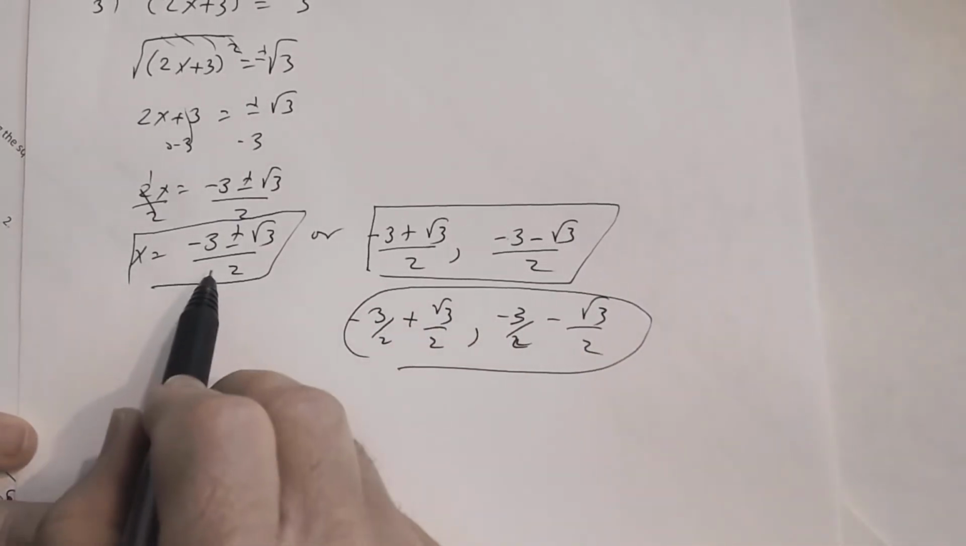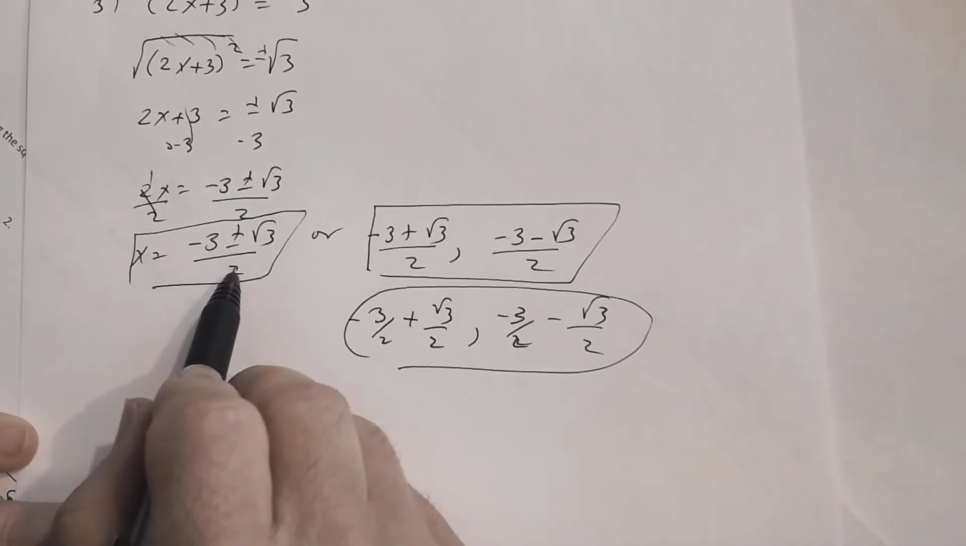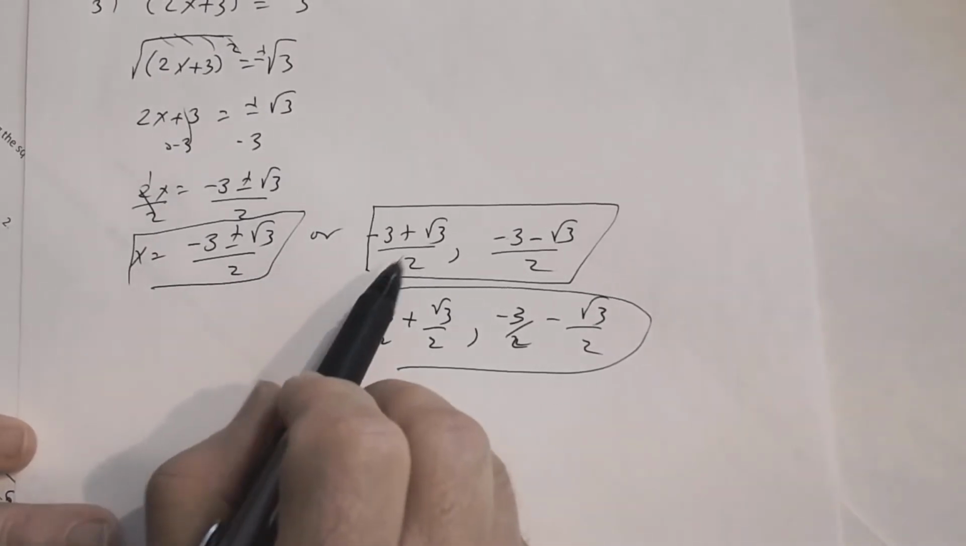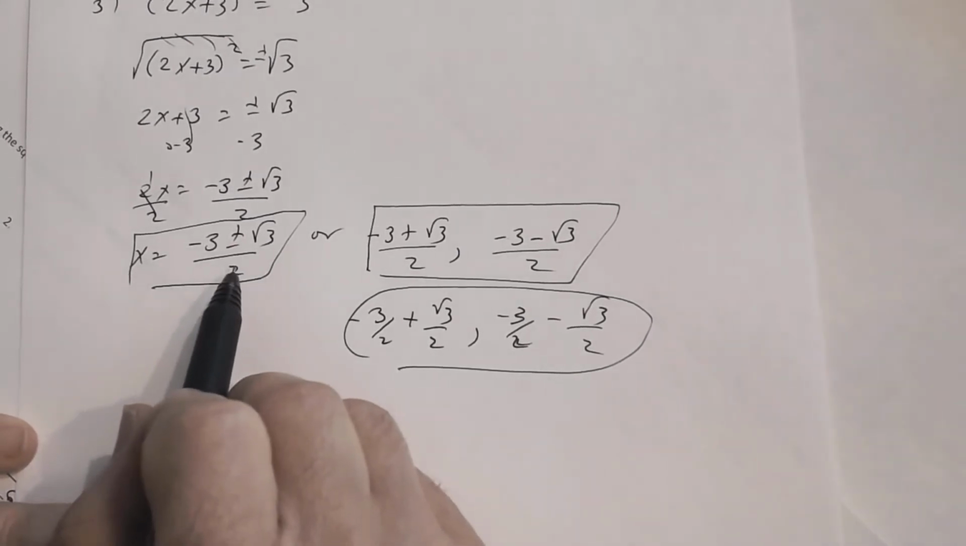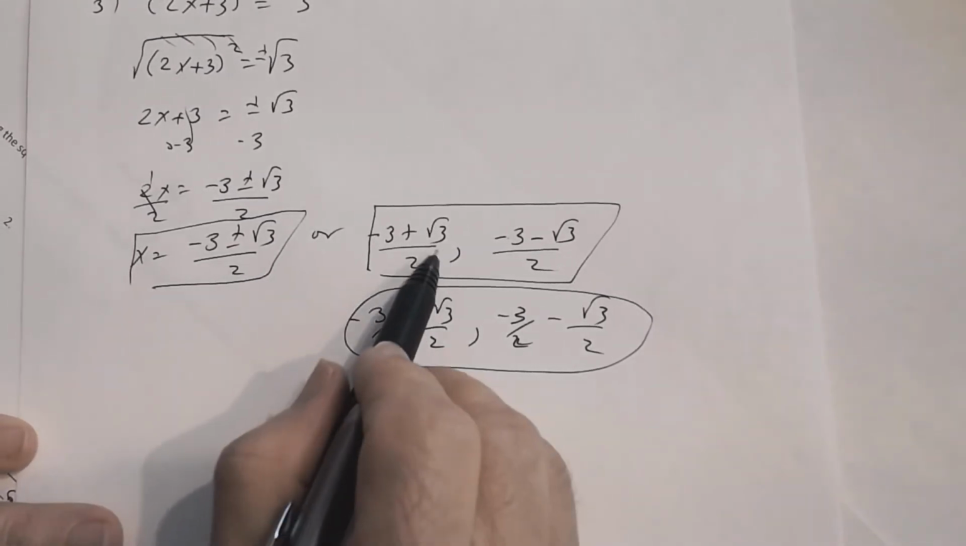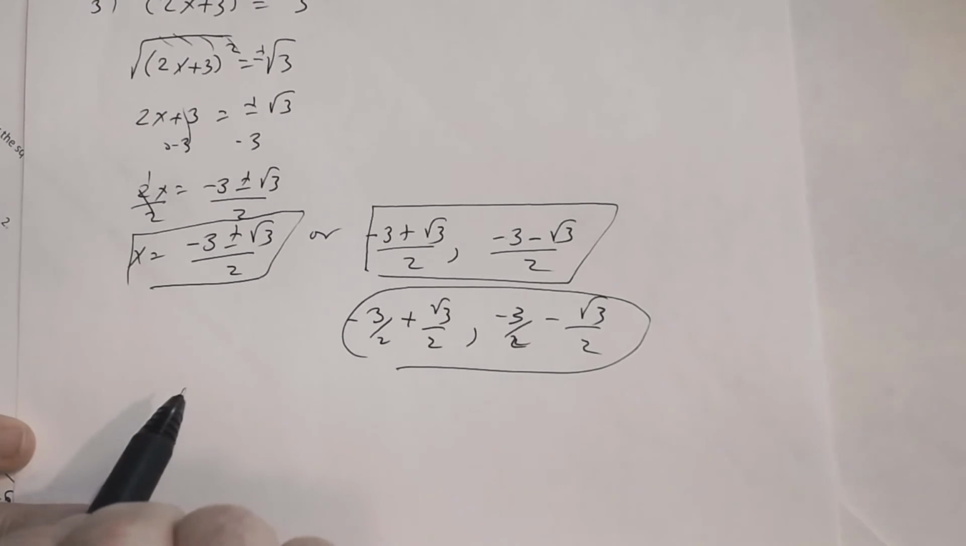Okay? Many students, though, will leave it like this. That's the one they'll leave it as on a test. In my math lab, though, you're forced to write it like this. If you write it the other way in my math lab, it's going to be marked as wrong. So you got to write it as two separate solutions.